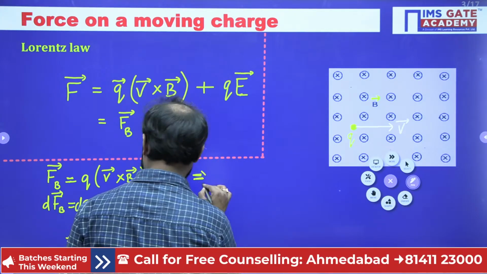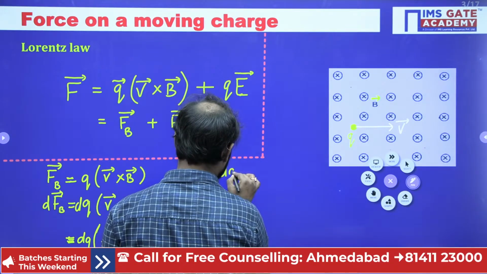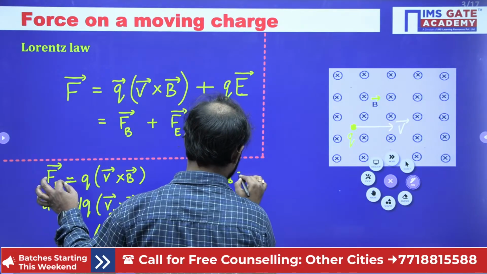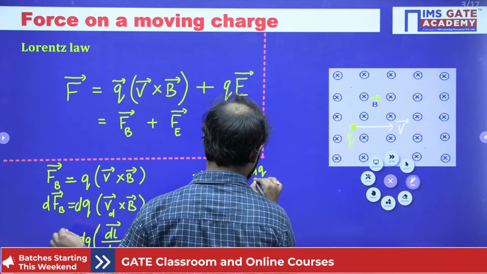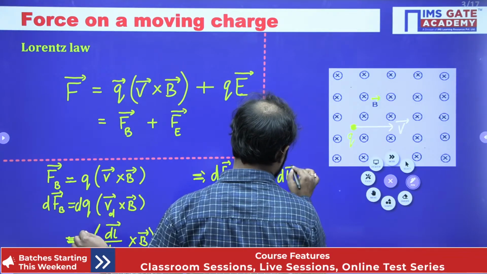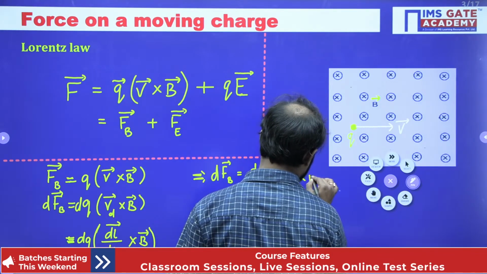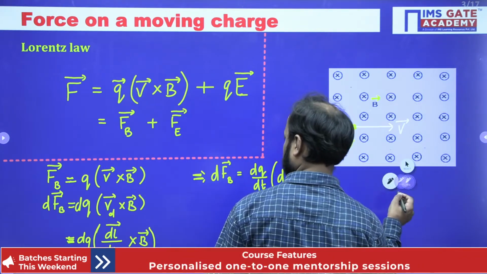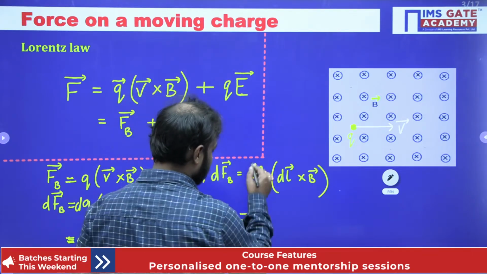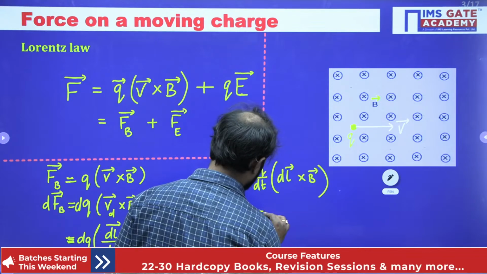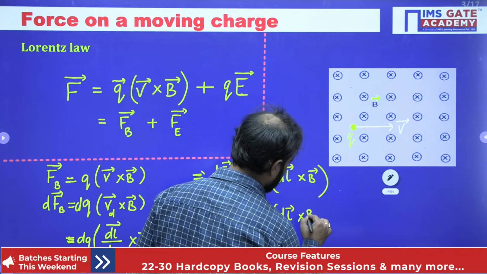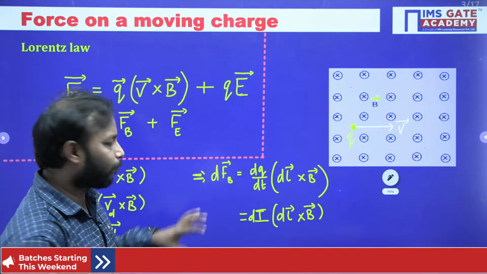This implies dF magnetic field is equal to dQ by dt, L is the length of conductor, into magnetic field strength. Done. So what is dQ by dt? This is current. So dF equals I dl into B vector. So this is the force.